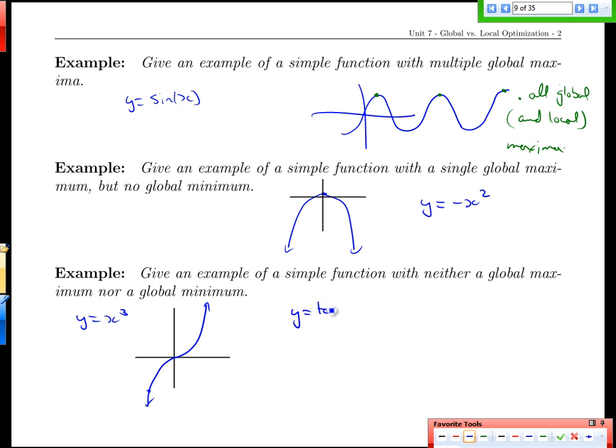Another example might be y equals tan of x. There we go. And tan of x has roughly the same shape. Not 0 slope, though. It has 1 slope, like so. And then it repeats itself. And that has no single point that's always higher than the other points, no single point that's lower either. And so it has neither a global max nor a global min. So just keep in mind that we may or may not find these absolute highest points on a graph when we're looking for them.